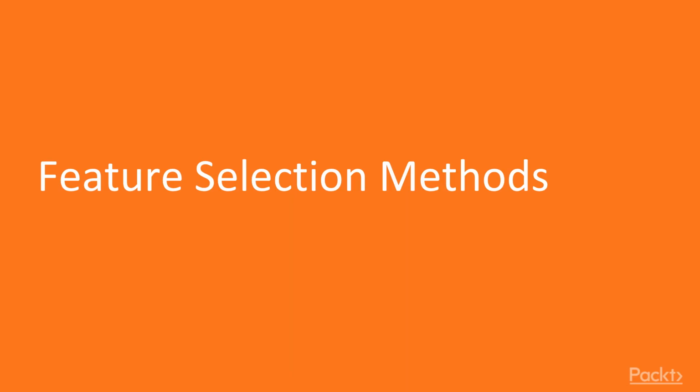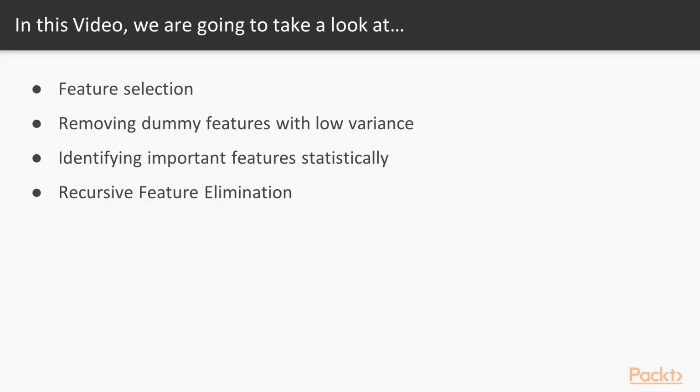Okay, this is the first video of this section, feature selection methods. This is the plan for this video. First, we will talk about feature selection. Then we will discuss the three methods for feature selection. The first one is very simple. It works with dummy features, and we can identify and remove dummy features with low variance. The second method is identifying important features by performing statistical tests. And the last one that we will discuss is recursive feature elimination.